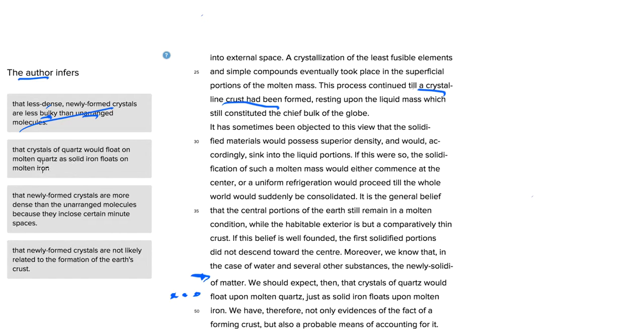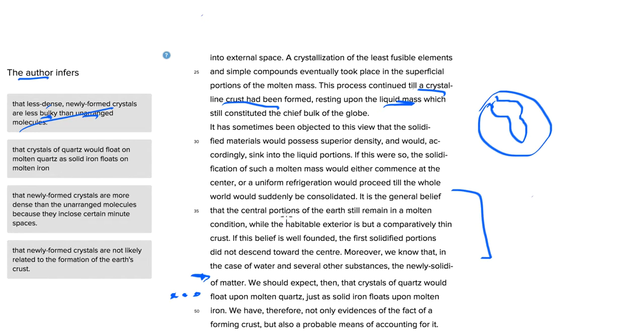That crystals of quartz would float in molten quartz as solid iron floats in molten iron. Well, up here we've got a crystallization of the crust, so the Earth's crust, the outer part where we have the continents, is all of a sudden going to be hardened, and the inside is going to remain a liquid, right? A liquid mass. And that's set up here, and it's repeated down here.